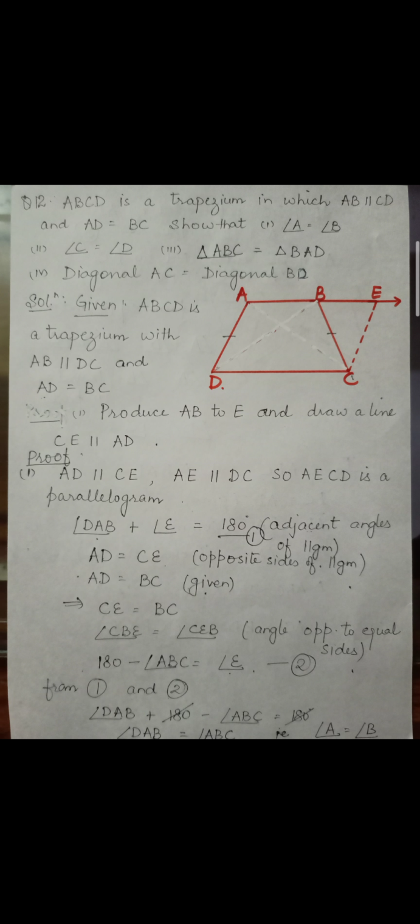Then from equation 1 and 2, we are substituting the angle E in equation 1. So DAB plus 180 minus ABC is equal to 180. So 180 and 180 cancel. DAB is equal to ABC. That means angle A of the trapezium is equal to angle B of the trapezium.